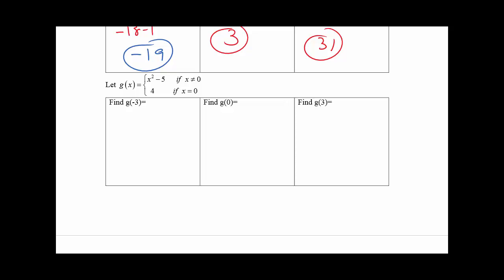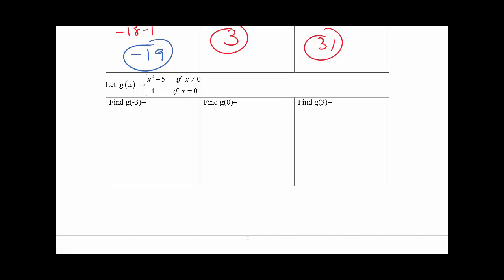Okay, in g of x, we have x squared minus 5 as long as x does not equal 0, and we have 4 if x does equal 0. So essentially, does x equal 0 or not equal 0? In which case, we know which equation to go with. All right, so g of negative 3.